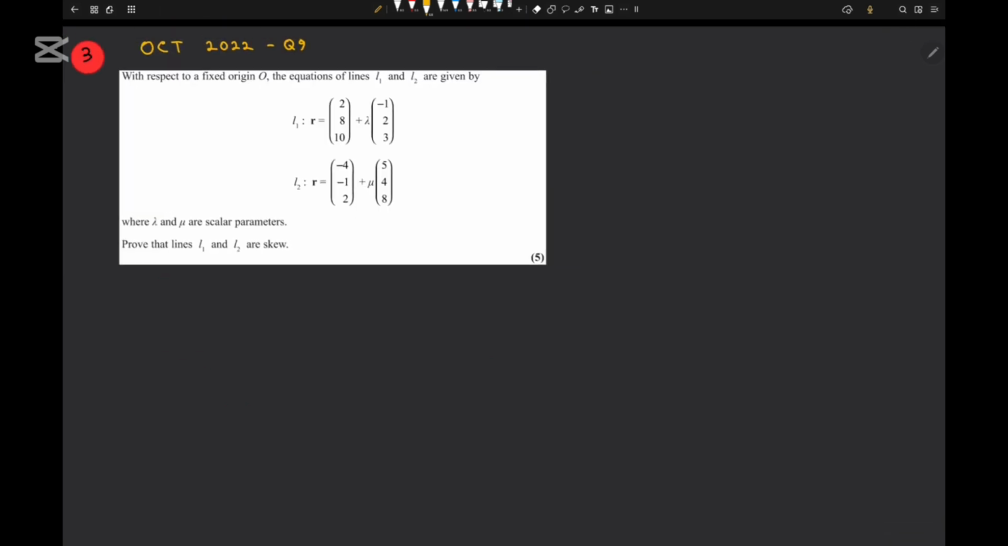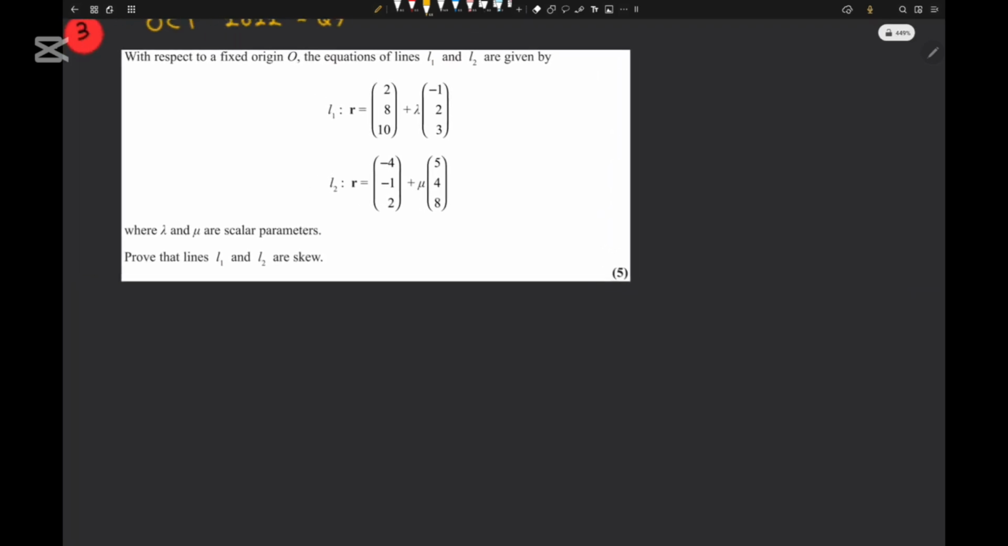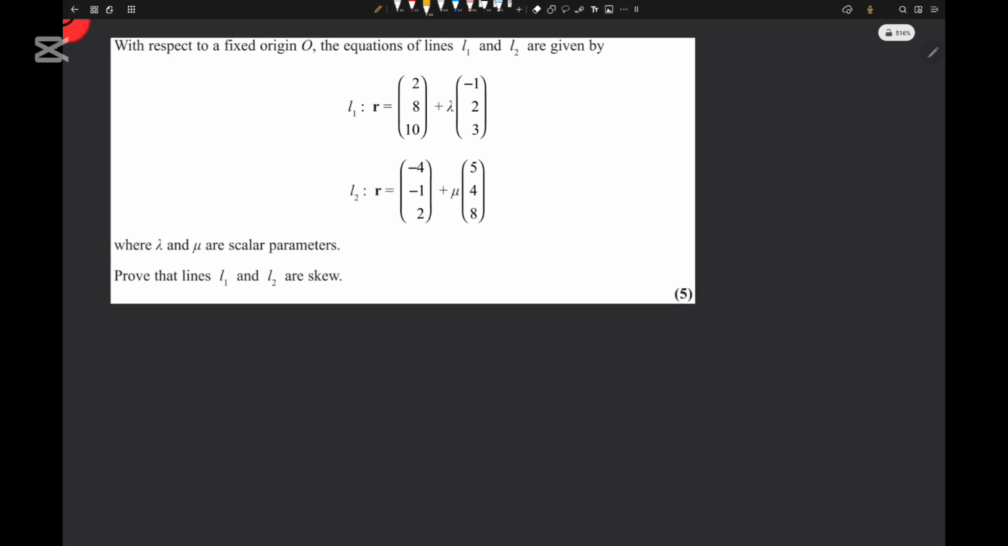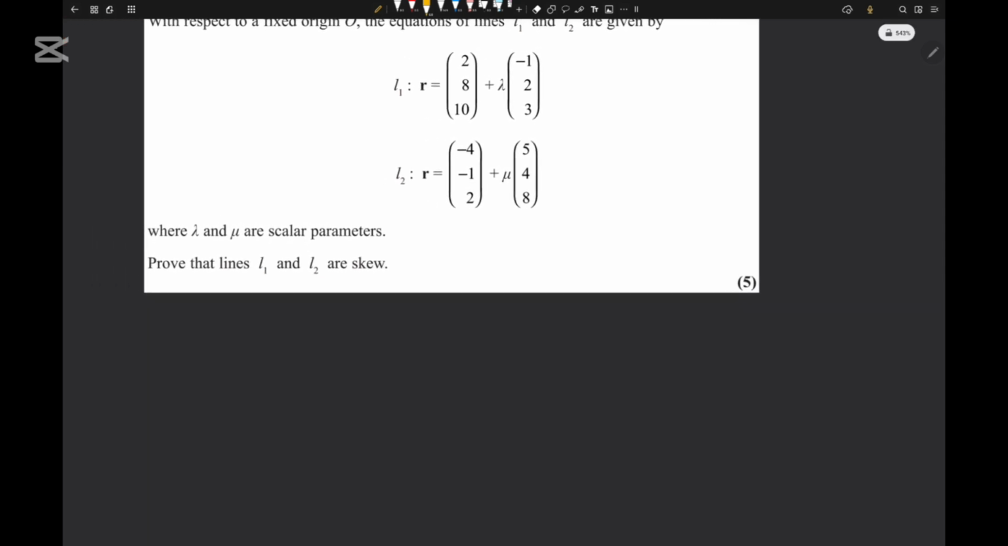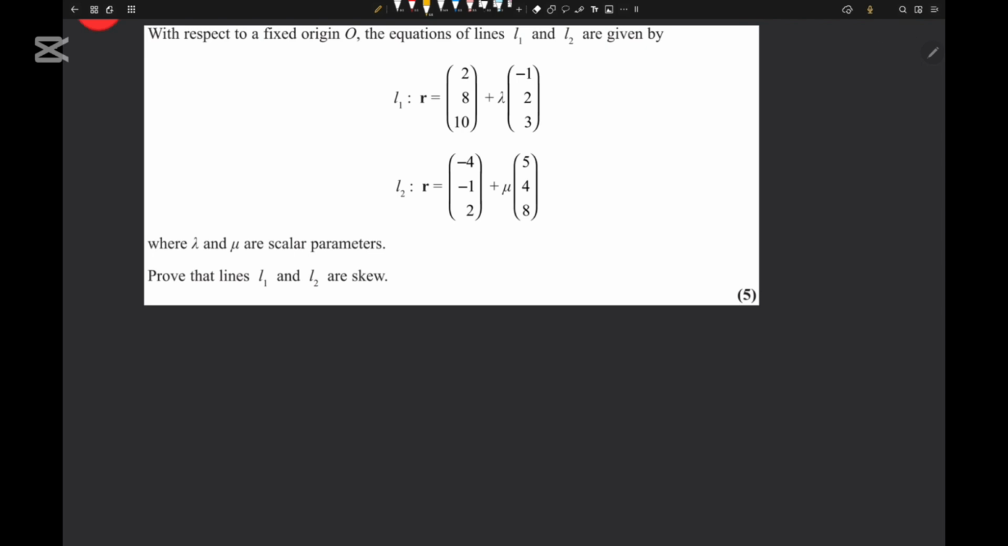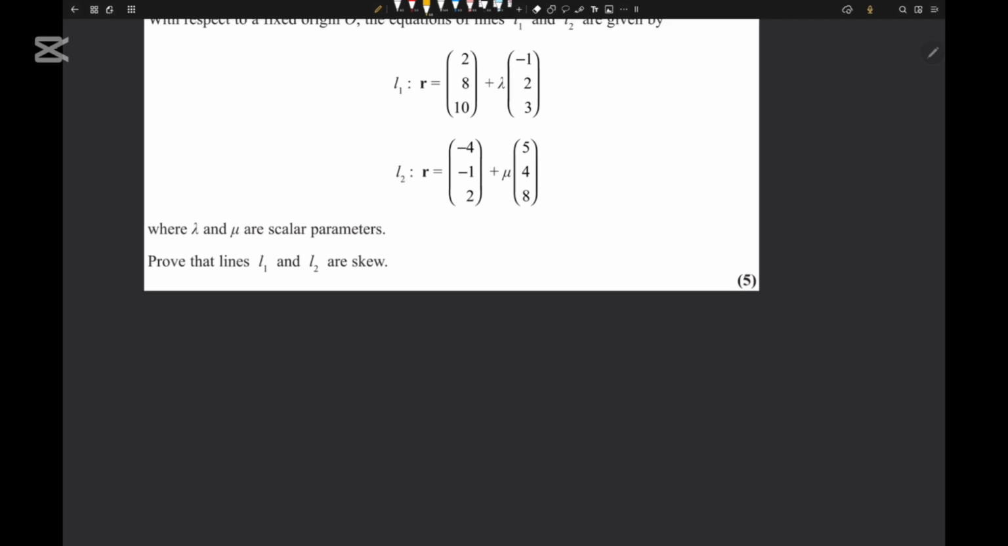Now moving on to the next question. This is a question from October 2022, question 9. They have given us two lines, which is the line L1 and L2. The equations are given. Now we need to prove that these two lines are skew. Skew means that they do not intersect. In order to prove that they are skew, let's assume that these two lines do intersect. If they do intersect, we can equate the equations of these two lines.